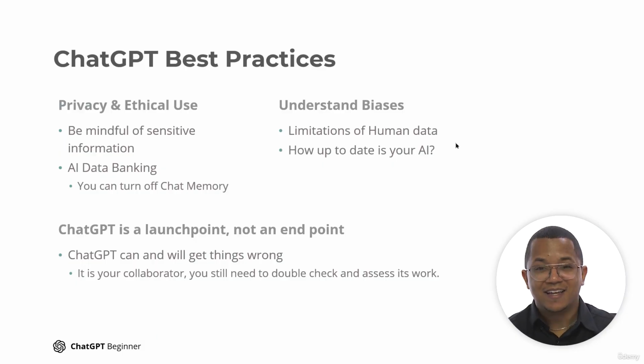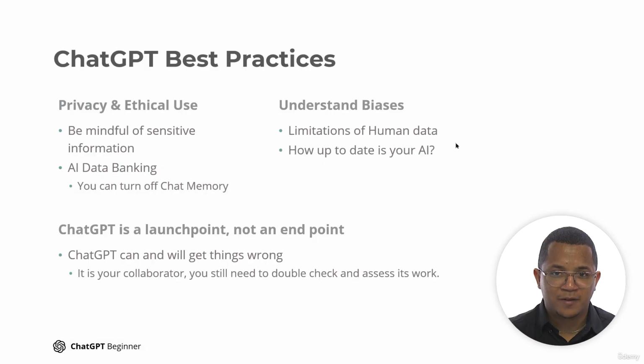And actually using that brings me to my final point here today, which is ChatGPT is a launch point. It is not an endpoint. We talked about it. ChatGPT can and will get things wrong. But more importantly, when it comes to our overall understanding of our relationship with artificial intelligence, it's a collaborator. It doesn't do your work for you. It partners with you to help you get your work done more easily and more efficiently.